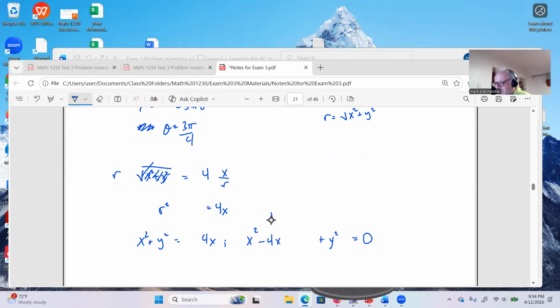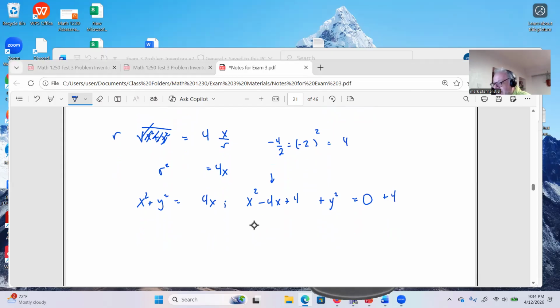Now we have to do something called completing the square. So we take negative 4 divided by 2, that's negative 2, and square it. That's always going to give me a perfect square. So we're going to add 4 to both sides here. So here we have x minus 2 squared plus y squared is equal to 4.